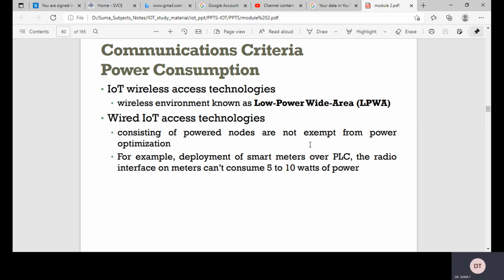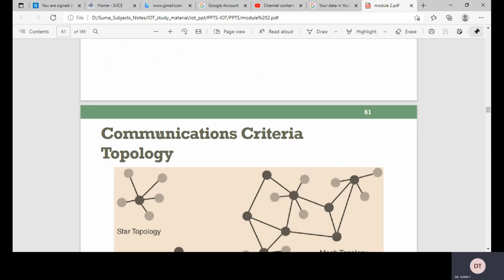Okay, that is all about that. Next we'll go for the communication criteria, where we can look at the topologies also. If you take some of the topologies, you have studied in computer networks the different topologies which make the communication of each node possible. So different topologies are available.